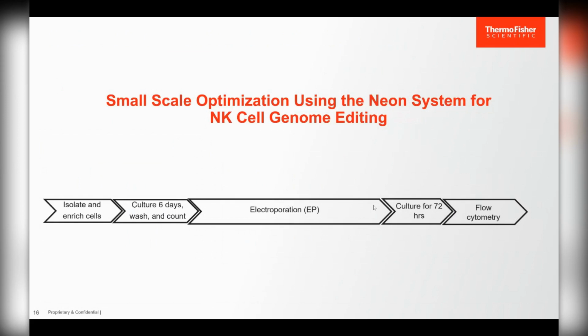So now I'm going to talk here. A small scale optimization of NK cell genome editing using the Neon transfection system, and this is the workflow here. We isolate NK cells, enrich them, and culture for 6 days, wash and count, and then we do electroporation. After electroporation, we culture for another 3 days. Then we start characterizing these cells using flow cytometry.